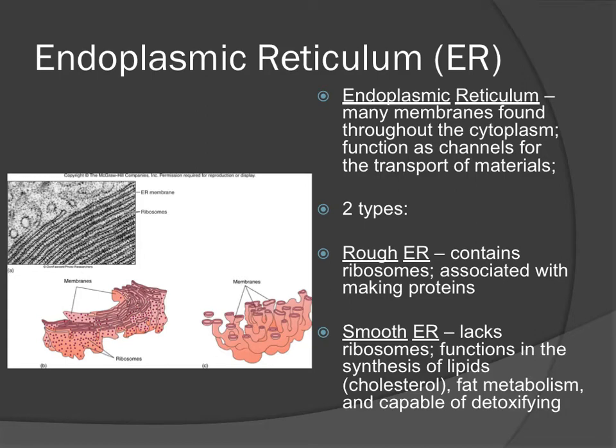The smooth ER lacks ribosomes and it functions in the synthesis of lipids such as cholesterol, fat metabolism, and is capable of detoxifying. So this smooth ER serves as a transitional area for vesicles that transport the endoplasmic reticulum products to various destinations. In the liver, it helps to detoxify, and in the muscles, it assists in contraction of our muscle cells.